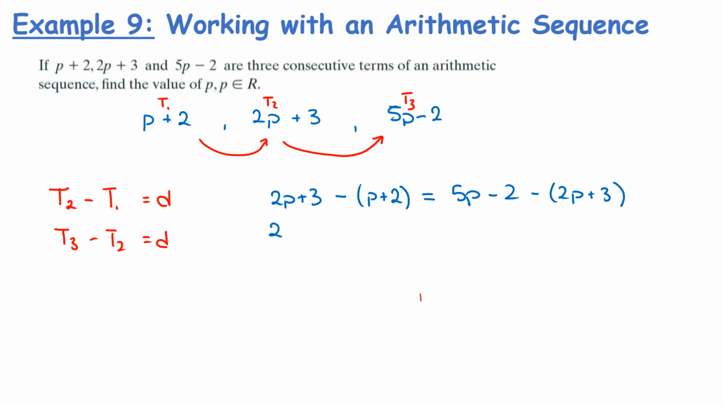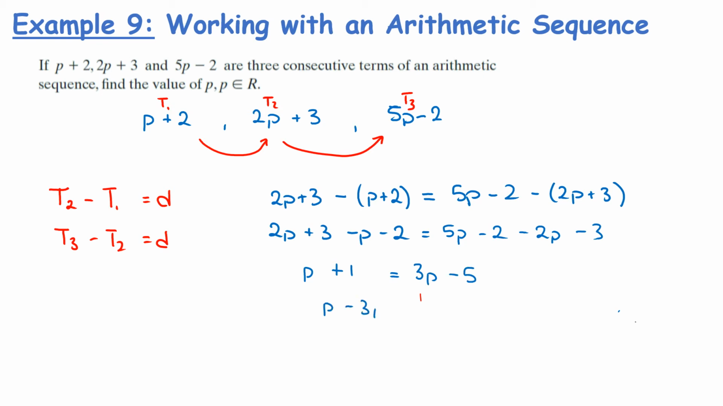So that gives us a nice equation that we can work with. So minus p minus 2, and that equals 5p minus 2 minus 2p minus 3. Cleaning that up, we get p plus 1 is equal to 3p minus 5. p minus 3p is equal to minus 5 minus 1. Minus 2p equals minus 6, and p is equal to 3.